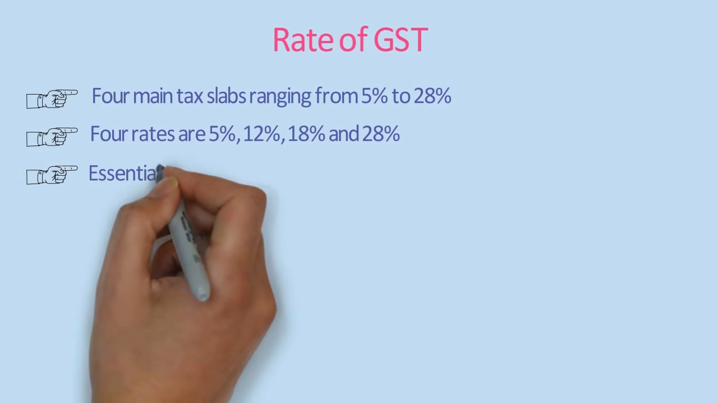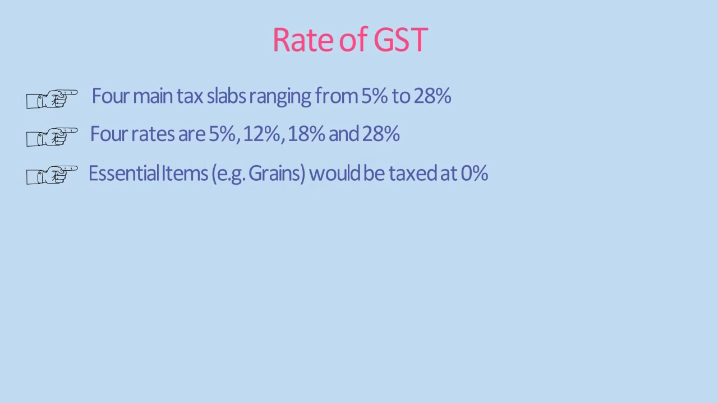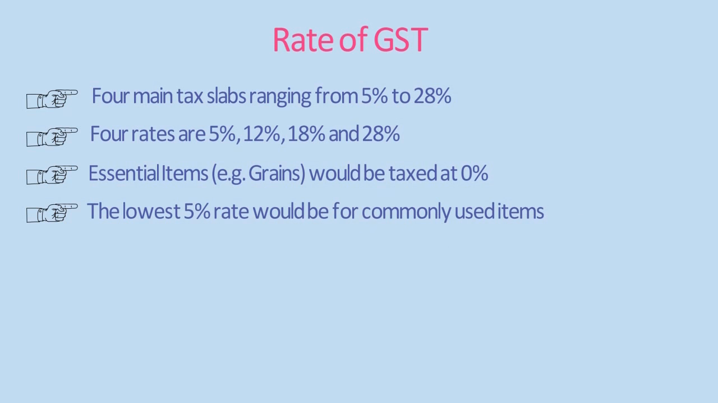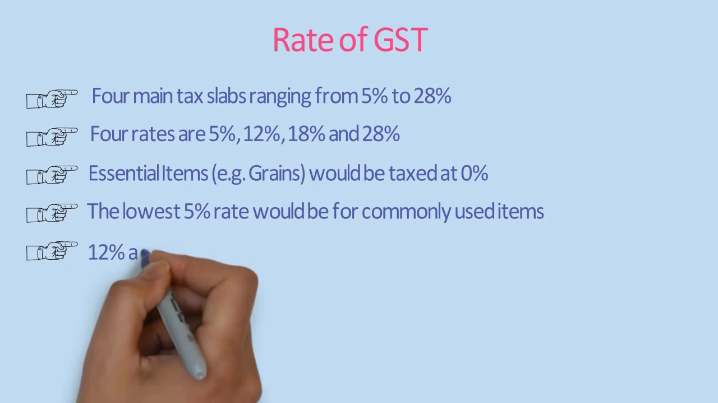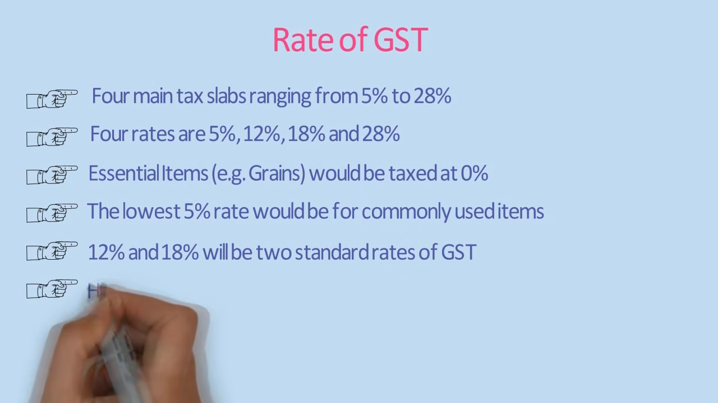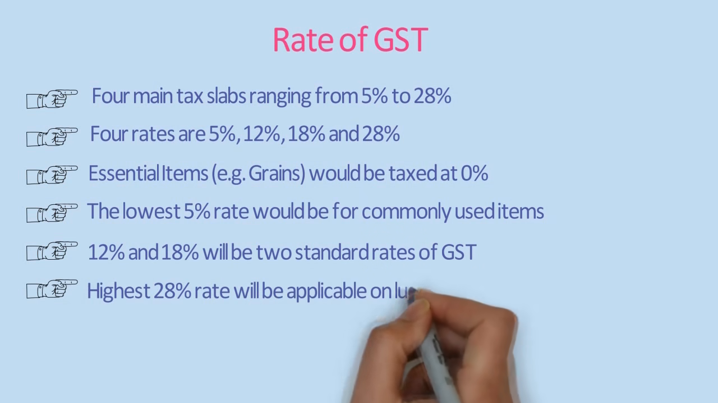According to the government, essential items including food items will be taxed at 0%. The lowest 5% rate would be for commonly used items, while 12% and 18% will be 2 standard rates. The highest 28% will be applicable on luxury items.